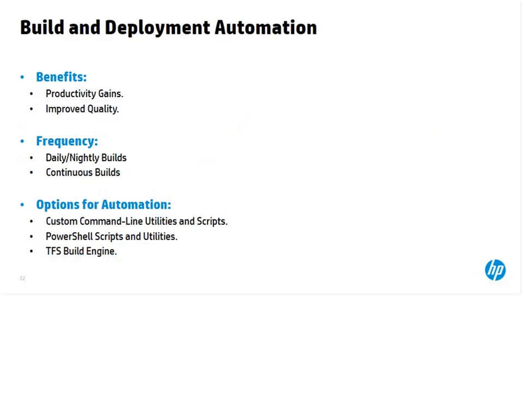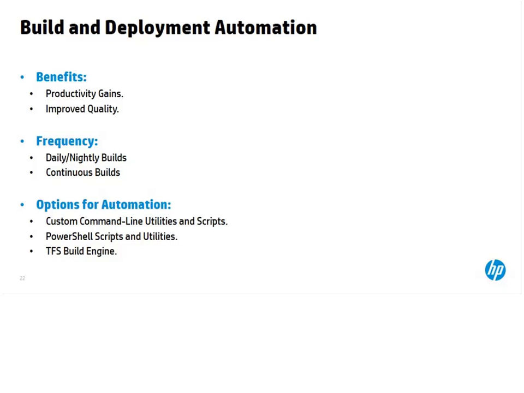In terms of frequency, how frequently you're going to run automated builds, there's one option to run a daily or nightly build, where you get the latest overnight at the end of the development day when developers are done. You get latest, you do a build, and then you deploy it in a build integration environment.